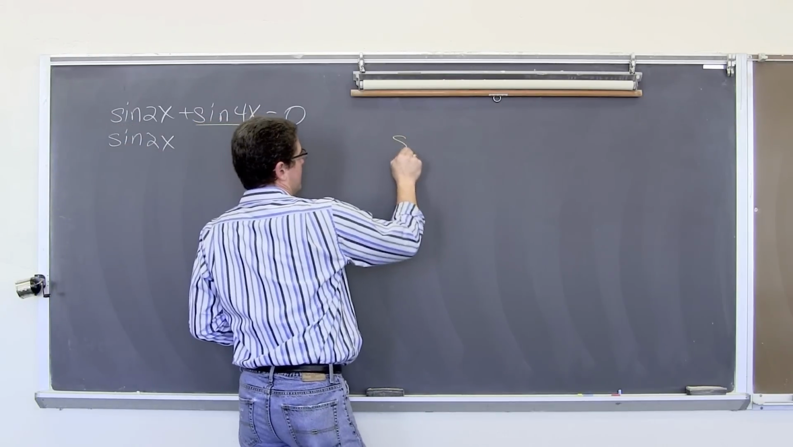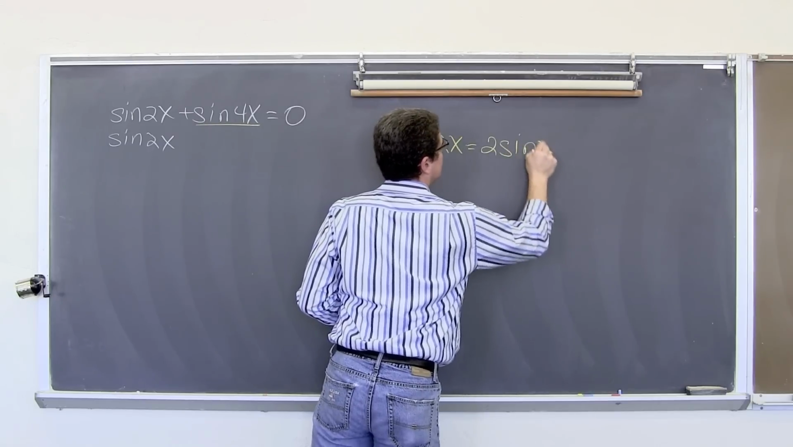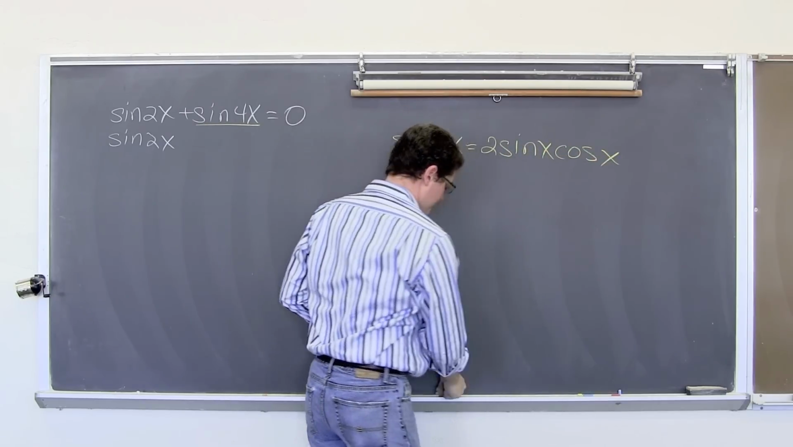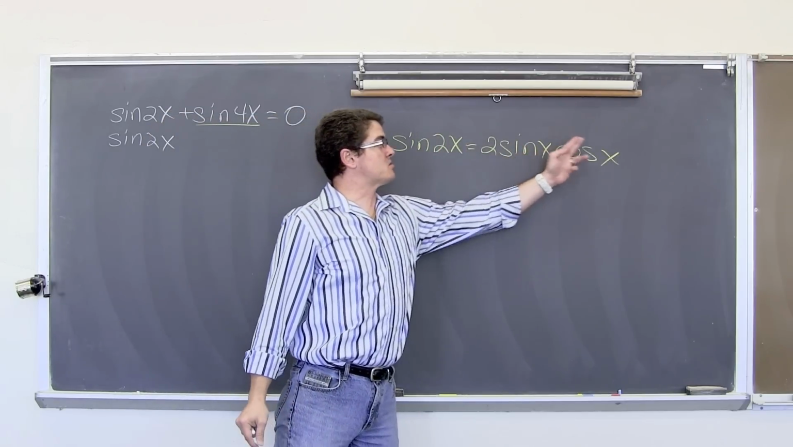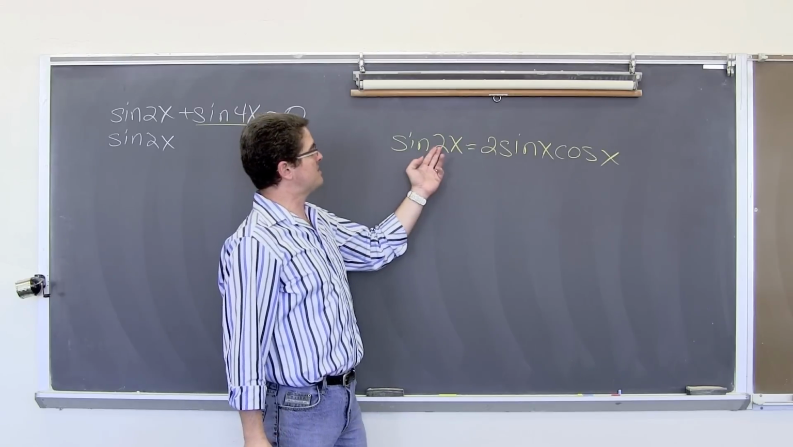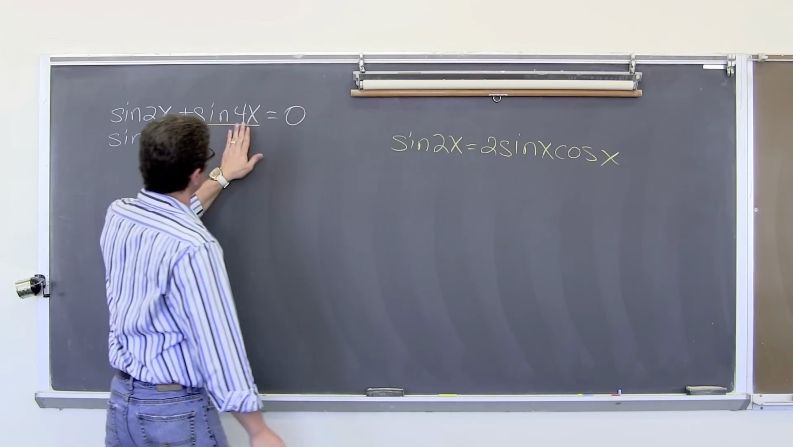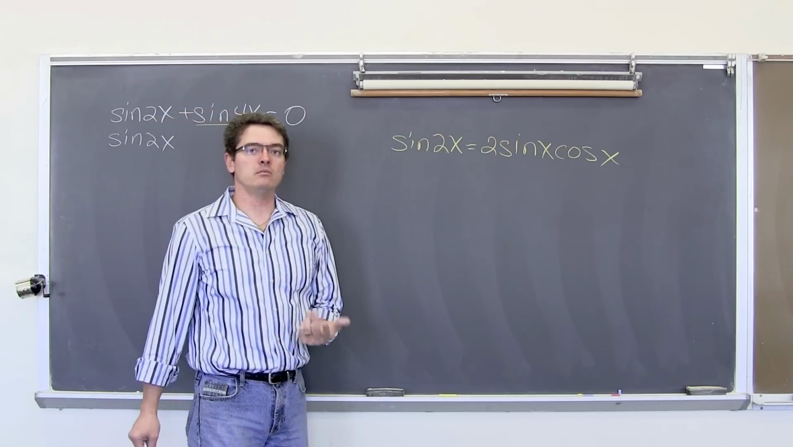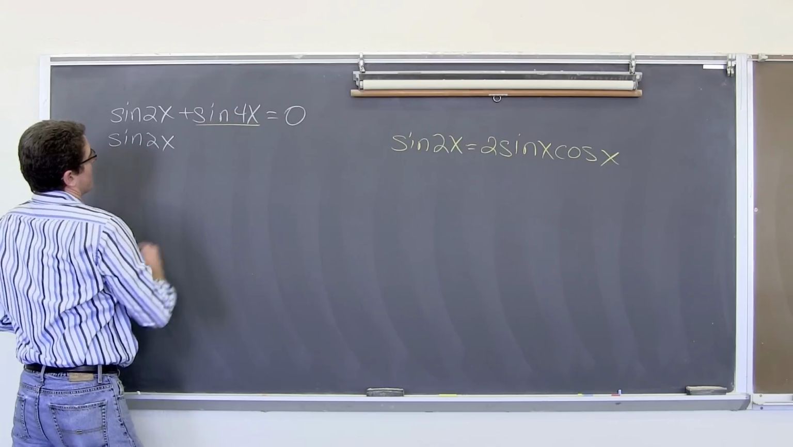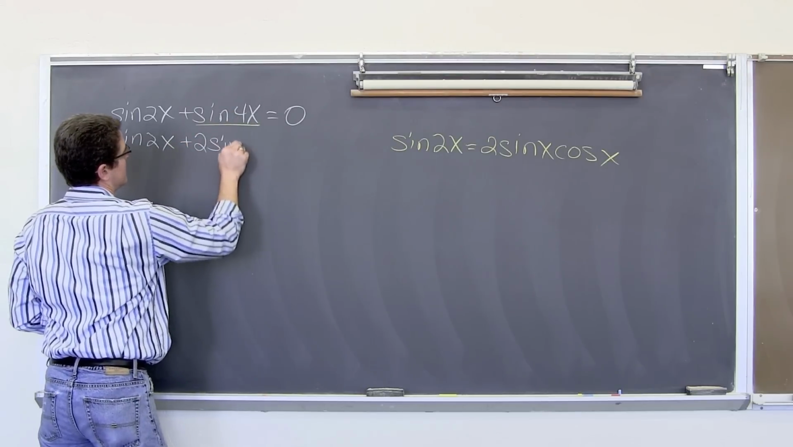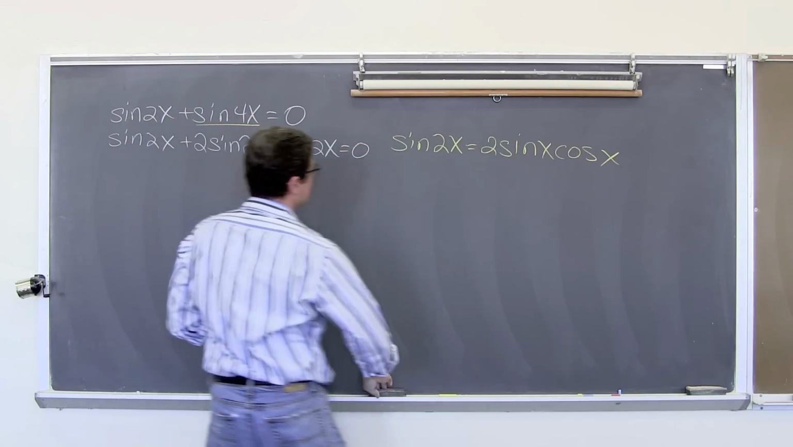I'm going to use this identity. The sine of 2x is equal to 2 sine x cosine x. It's not so important that this is 2 and this is 1x. What's important is this angle is double what these 2 angles are. So I have a 4 here instead of a 2. Well, that just means I'm going to have 2 x's here. So the sine of 4x is equal to 2 sine of 2x cosine of 2x equals 0.